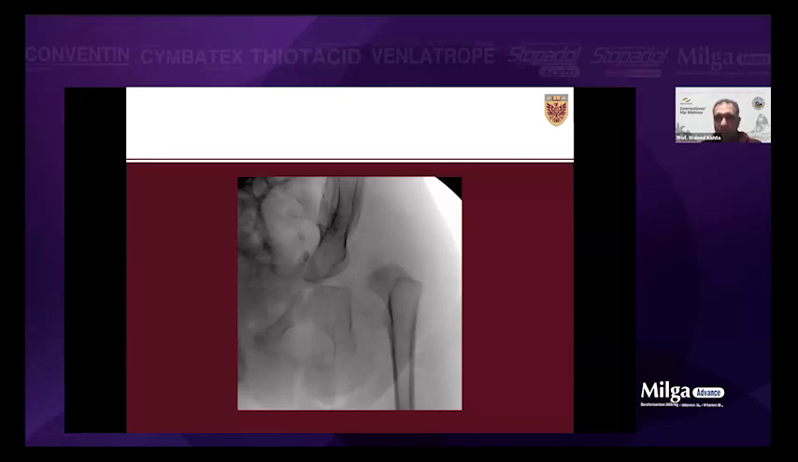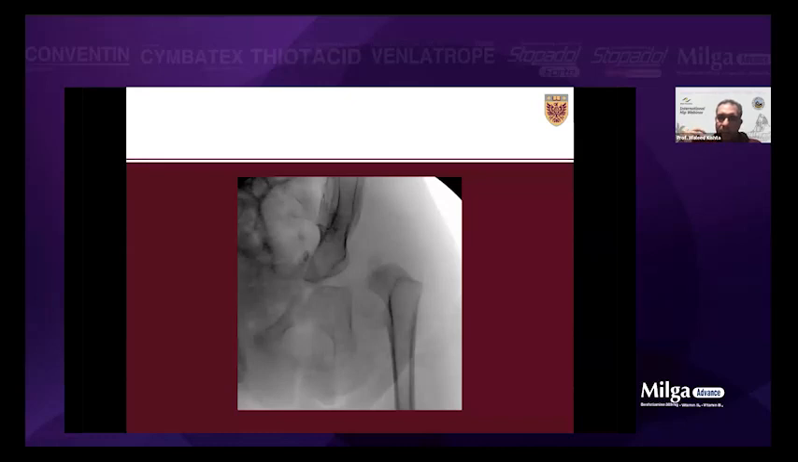Tensor fascia lata, sartorius. So there is excellent agreement. So we identify the sartorius and identify the tensor fascia lata. Sometimes these cases are not straightforward and are confusing.